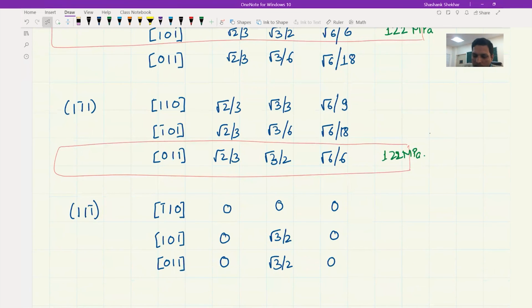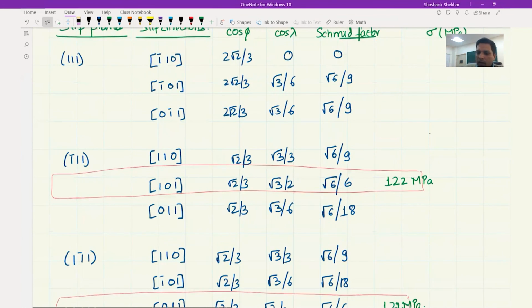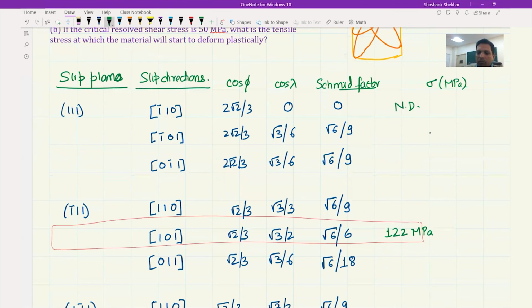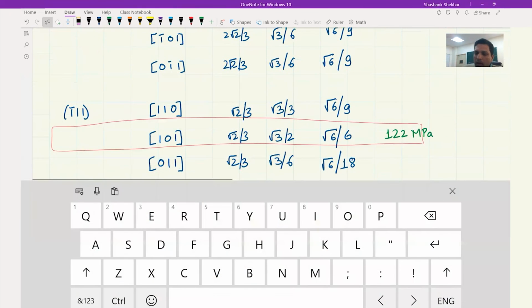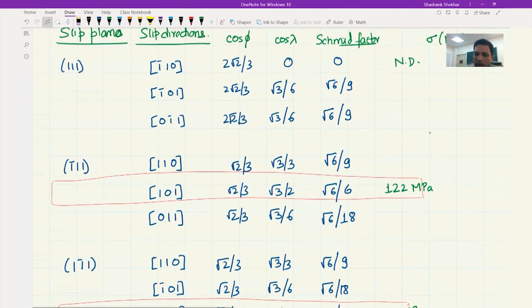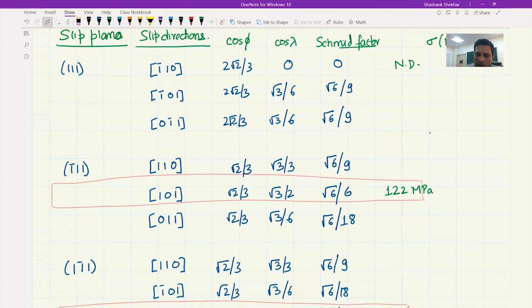So what this means is that if this is 0, no matter how much stress you apply, this will not deform. So I will just say ND, meaning not deformed. Similarly, we had obtained 0 over here. So this is also a non-deformable plane or system.